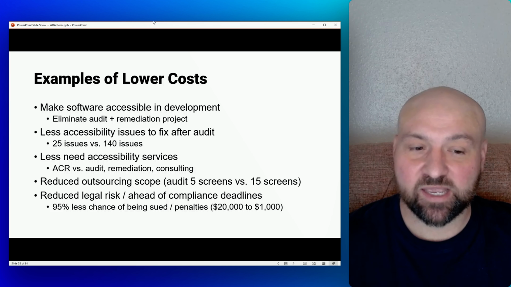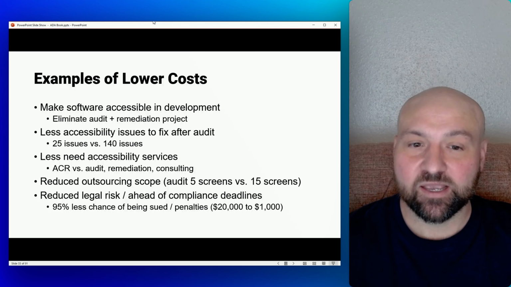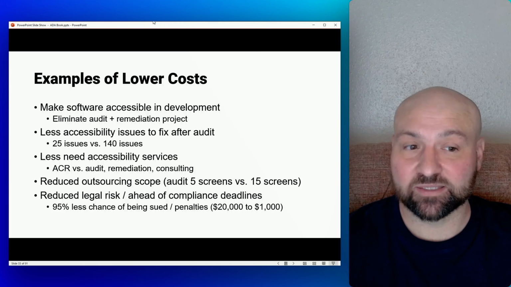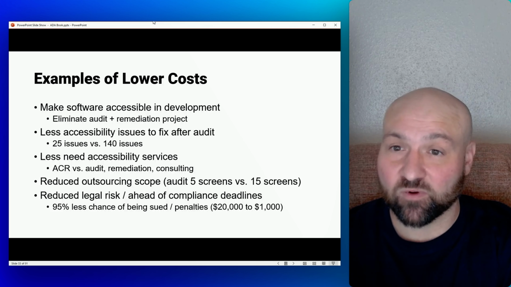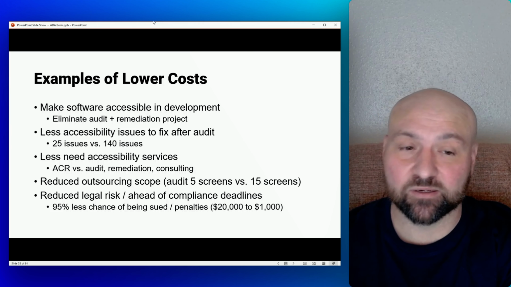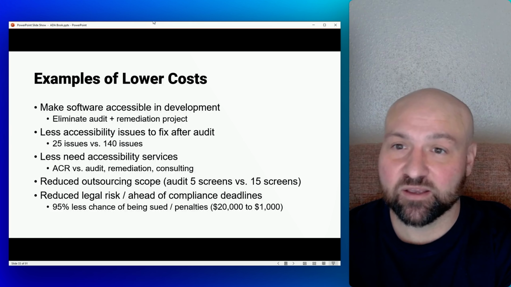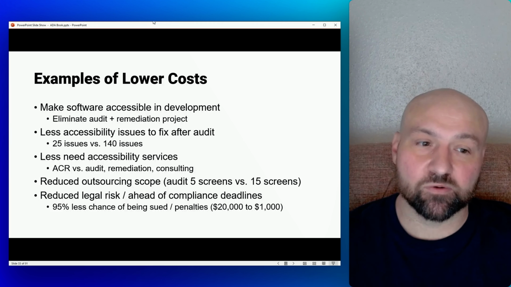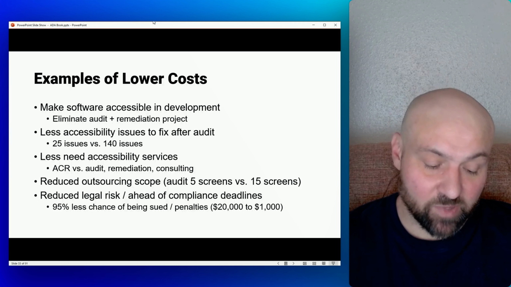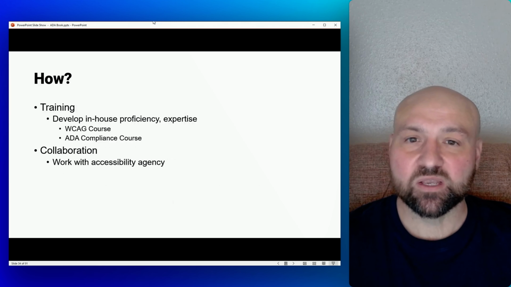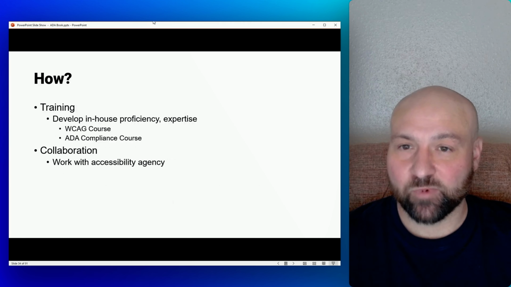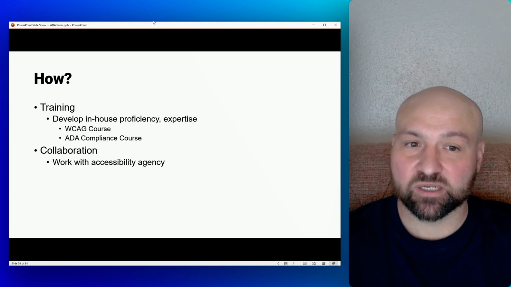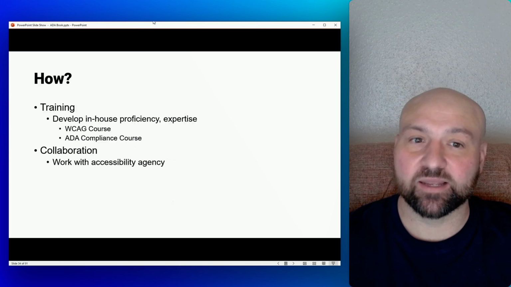And so when we take an estimated value here, if we have a 95% less chance of being sued over website accessibility, we take our cost from a potential $20,000 of settlement and fixes to the website after the fact, and we bring that down to $1,000 adjusted based on the risk. So how do you reach this point? Well, the obvious way here is training. So you can develop in-house proficiency and expertise.